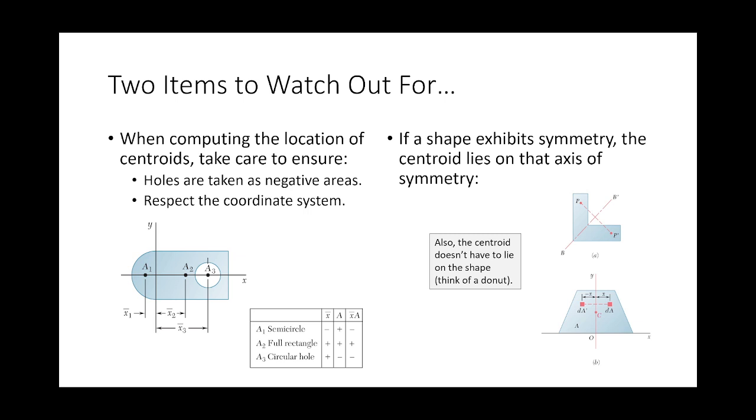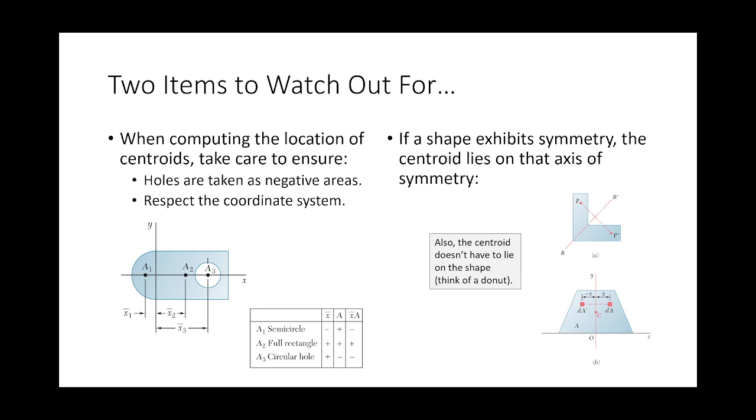What I'm going to do is show you an algorithm for computing the centroid of a complicated shape like this, and I propose that the easiest way to handle it is to break it up into a series of basic shapes. As long as you're referencing everything from a common coordinate system, it's actually pretty straightforward to locate the centroid. Now, when you're computing the location of centroids, you have to be careful of a couple of things.